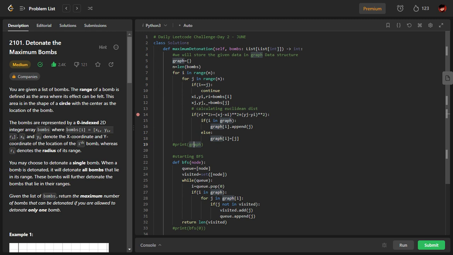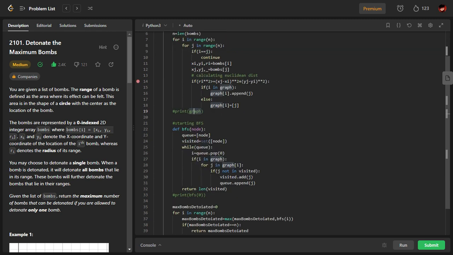Next comes the BFS. For BFS we already know the time complexity is V plus E. But you have to analyze the worst case. For each node there can be n minus 1 edges, right? So for n nodes, how many edges are there? n into n minus 1, which is almost O of n square. So BFS will be almost O of n square for us.